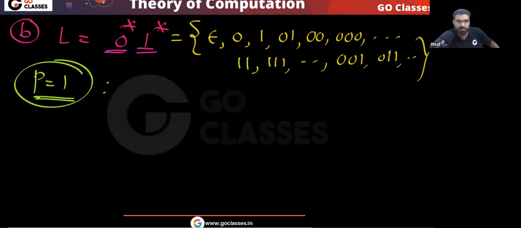Checking p equal to 1. Will it work? So what are the candidate strings? For example, this is a candidate string. It will pump. Yes or no? This candidate string will pump. I am telling you, pump candidate string.